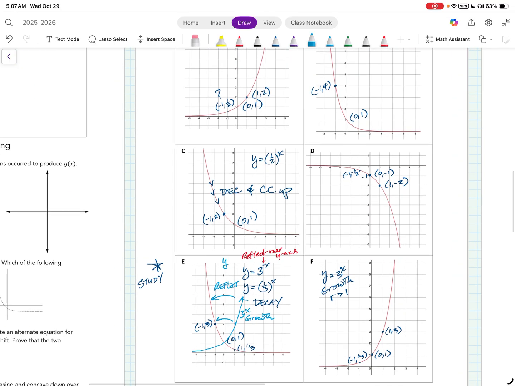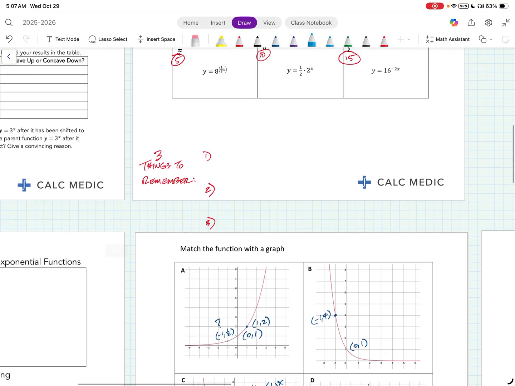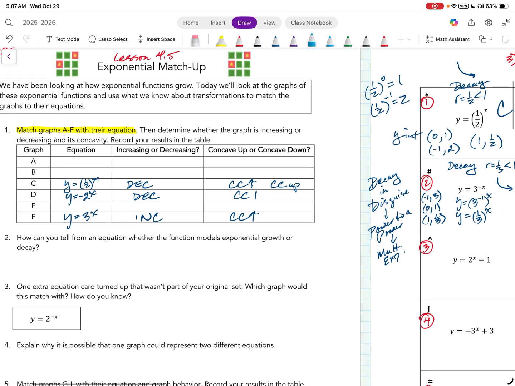So E is 3 to the negative x power. So let's record that. y equals 3 to the negative x power. All right, it is a decay function, so it's decreasing, and it's concave up.